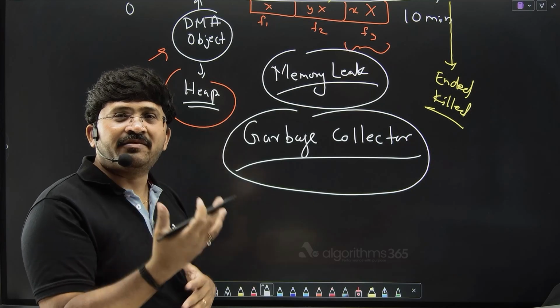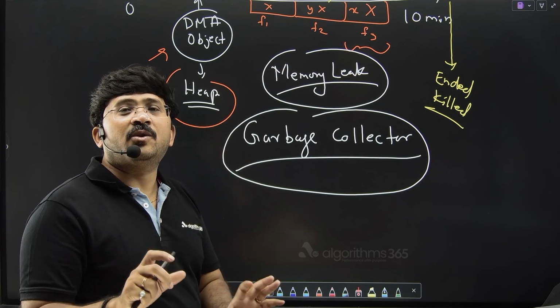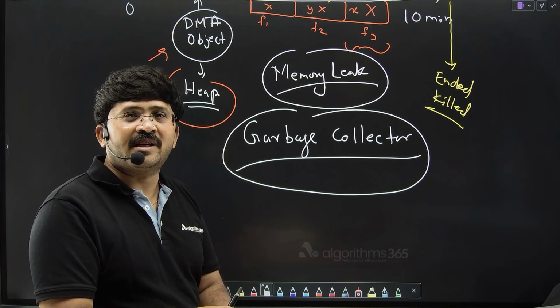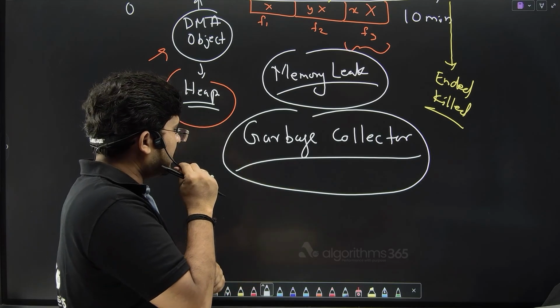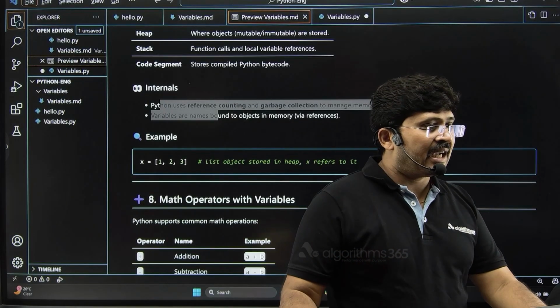It can run every 5 seconds, it can run every 10 seconds, but its job is to deallocate the unused memory, unused variables or unused objects. That is the role of garbage collector. So Python and Java have this.